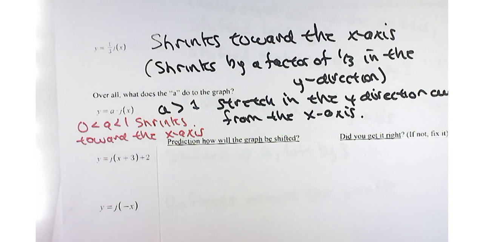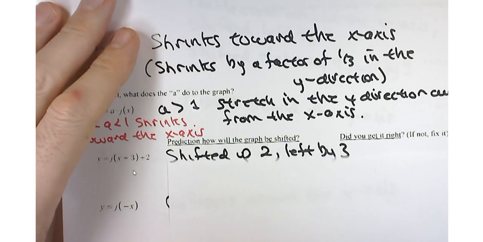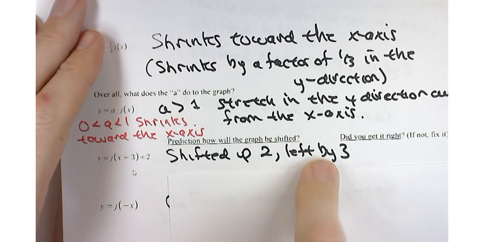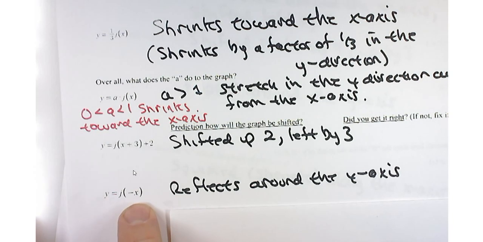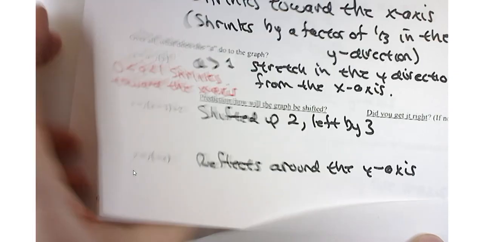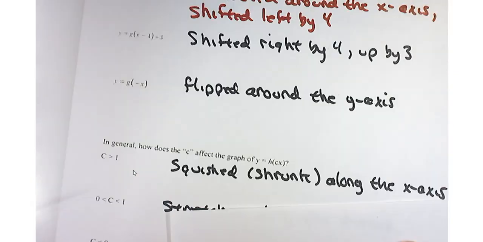Now we can start putting these things together. If you have a couple of these in combination, for instance, j of x plus 3 plus 2, now you've got 2 shifts going on. What are those 2 shifts? Left 3, up 2. Good. Left by 3, up by 2. J of negative x, again, reflects around the y-axis. Be careful on that one, even though the particular example I gave you didn't look like that.